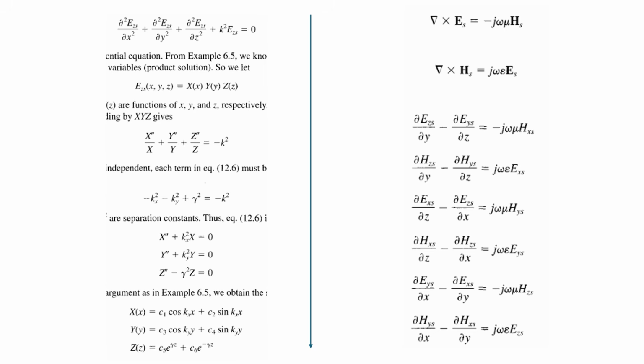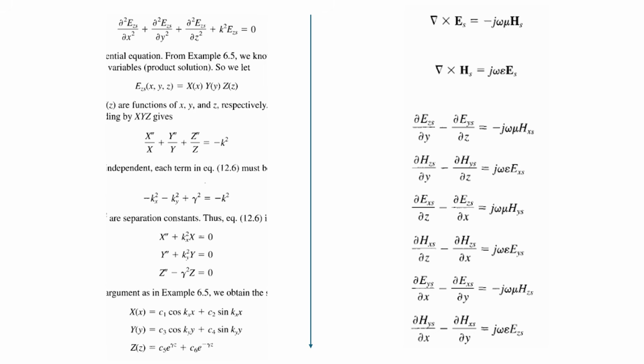Separately, the part-wise equations may be written as X double dash plus kx square X is equal to 0, and the particular solution of this will be of second order. If we solve the second order differential equation, X will be c1 cosine of kx x plus c2 sine of kx x. Similarly, you can solve all three equations, and then you will get the solutions.